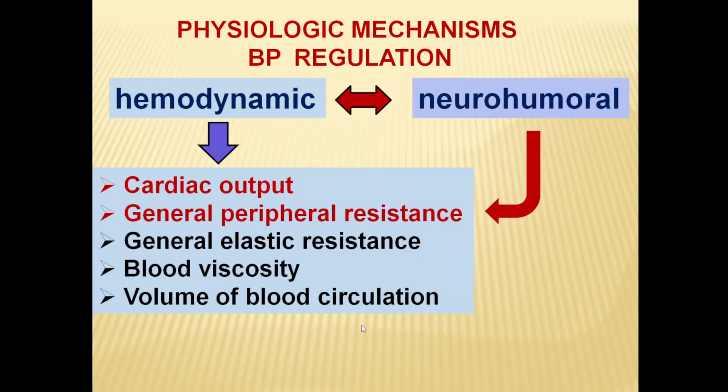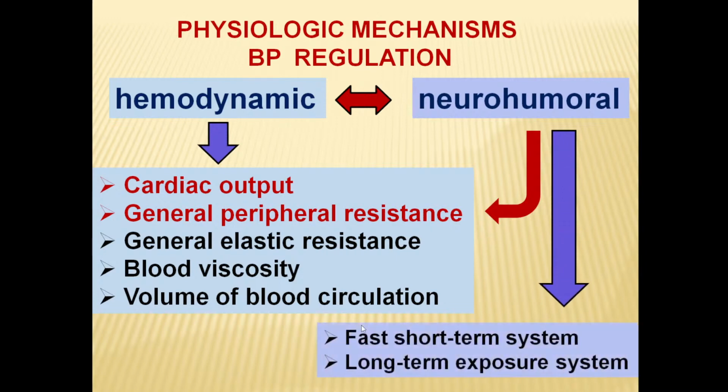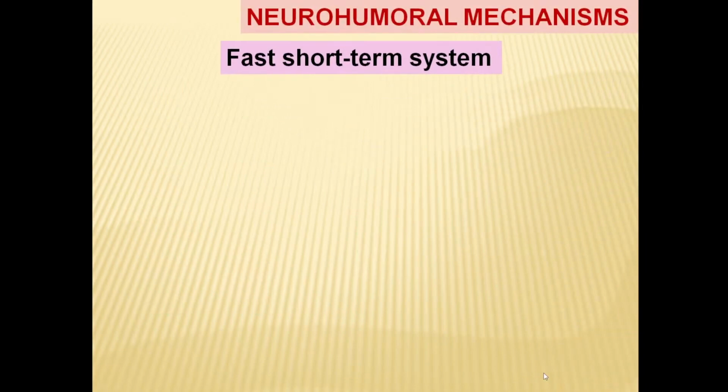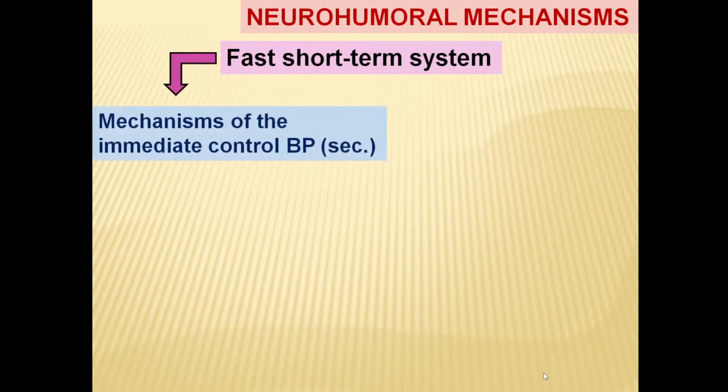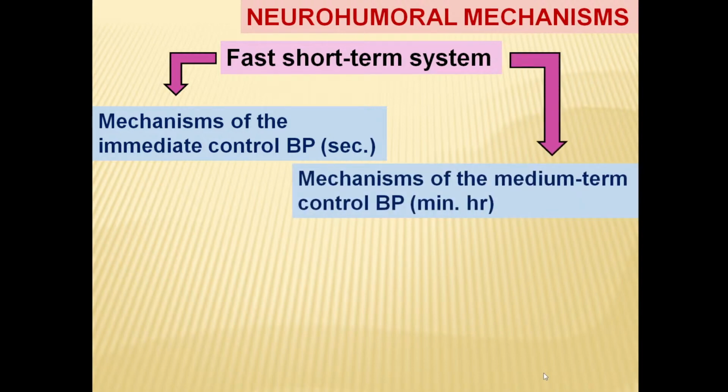The neurohumoral mechanism regulates resistance of peripheral vessels. You remember the renin-angiotensin system. The neurohumoral mechanism is divided into two types depending on time of activation: a fast short-term system, an immediate response to any pathological process, and a long-term exposure system which controls blood pressure for usual life. The fast short-term neurohumoral regulation, as I said, appears immediately as a response to any acute situation, and controls blood pressure during some seconds or some hours.